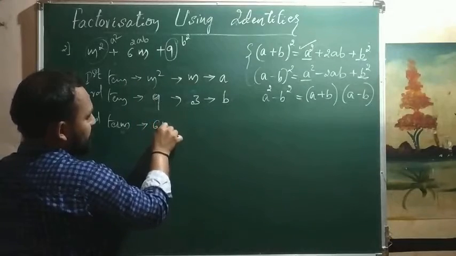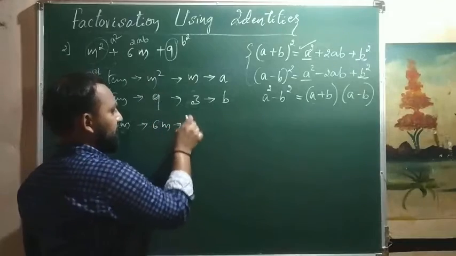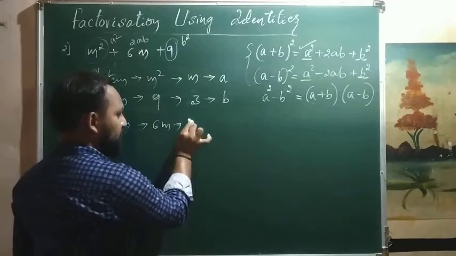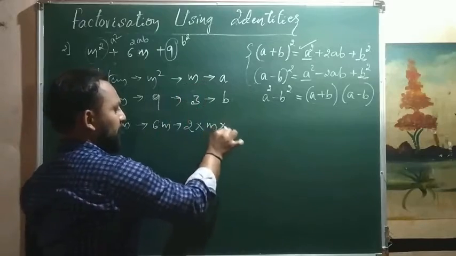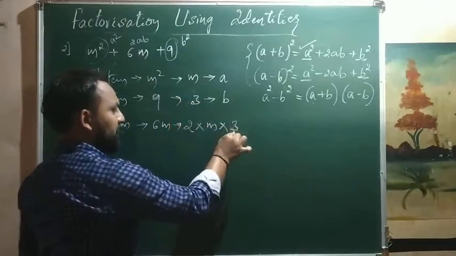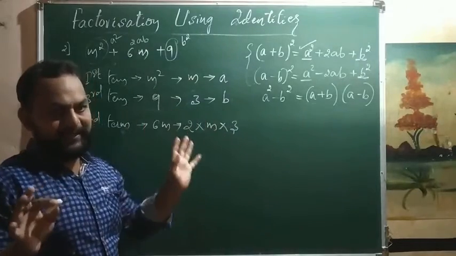Second term is 6m. The 6m splits into 2ab. Here 2, a is m and b is 3. 3 2s are 6, so 6m. Okay, this is the second term.